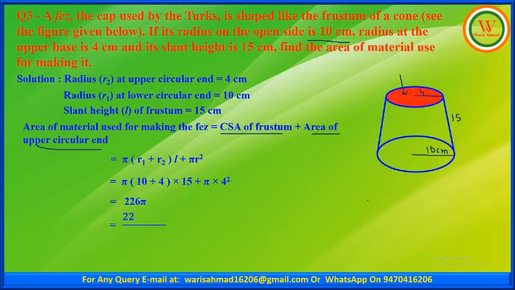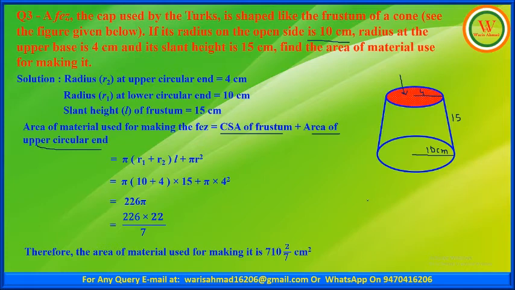After solving this line, we will have 226 into 22 upon 7, and finally we can write here, therefore the area of material used for making it is 710 whole 2 upon 7 centimeter square. So this is the final solution of this question.